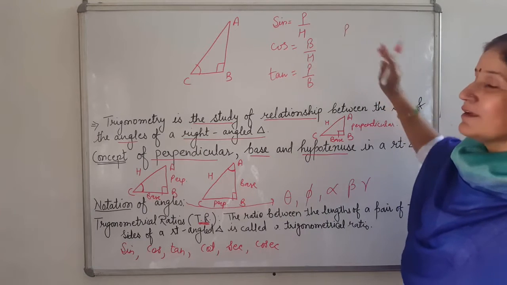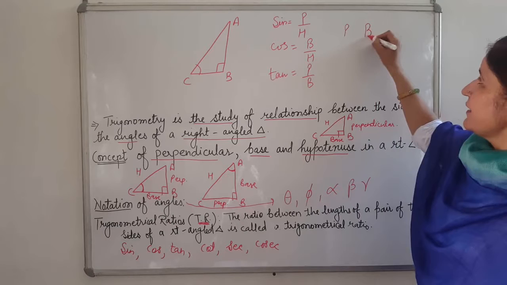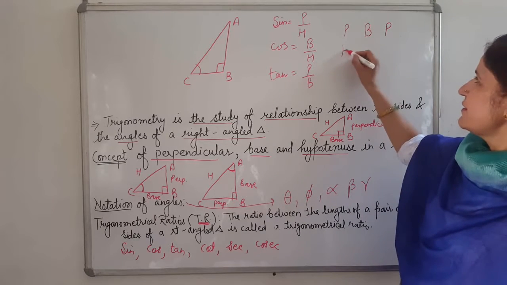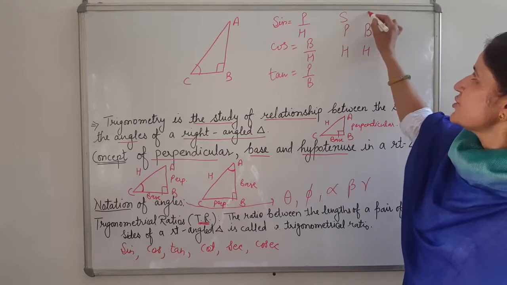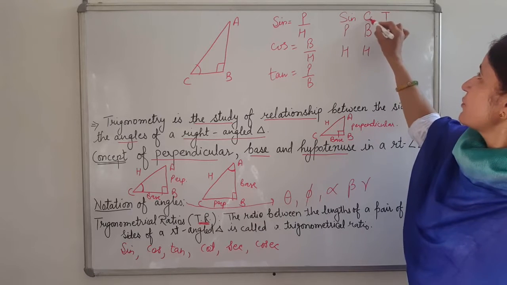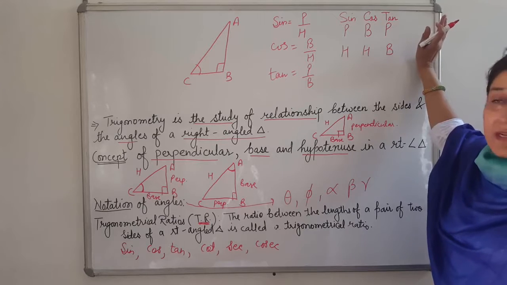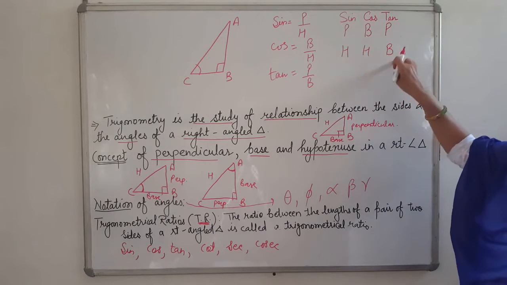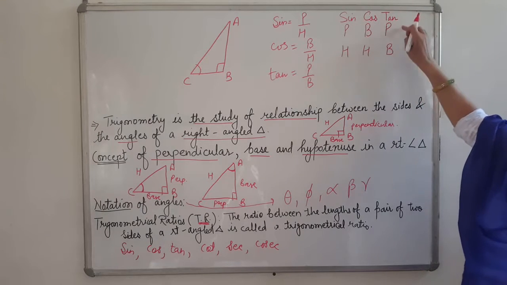P, we take as Pandit. Pandit, Badri, Prasad. Very easy to learn, no? Har bole, Sona, Chandi, Tole. Sin, cos and tangent. I repeat it again. Pandit, Badri, Prasad, har bole, Sona, Chandi, Tole. S stands for sine, C for cos, T for tangent.